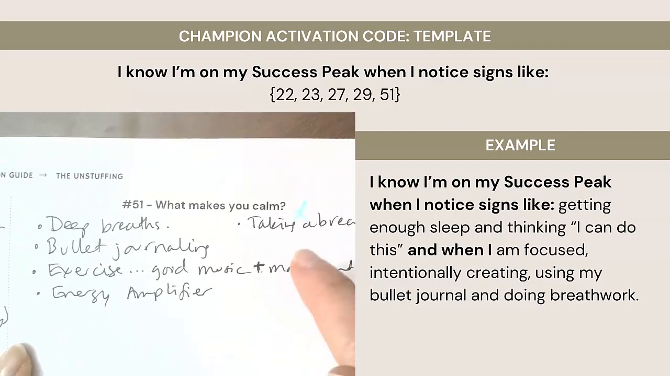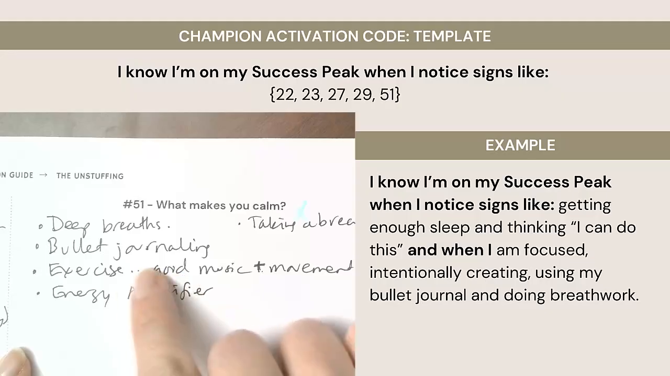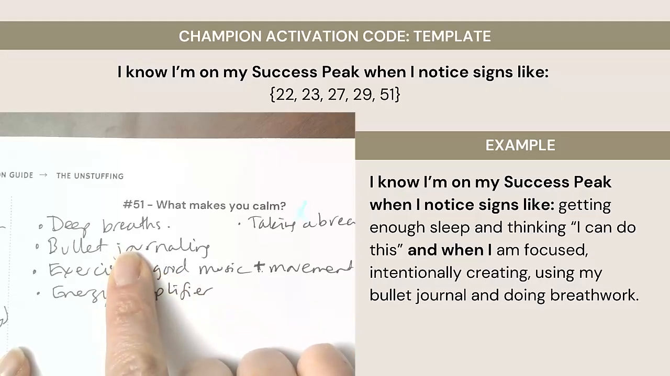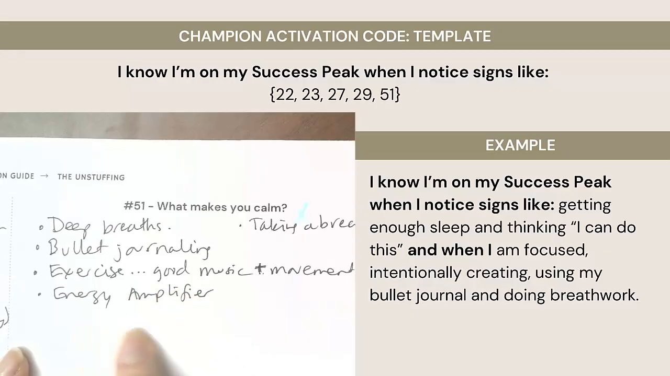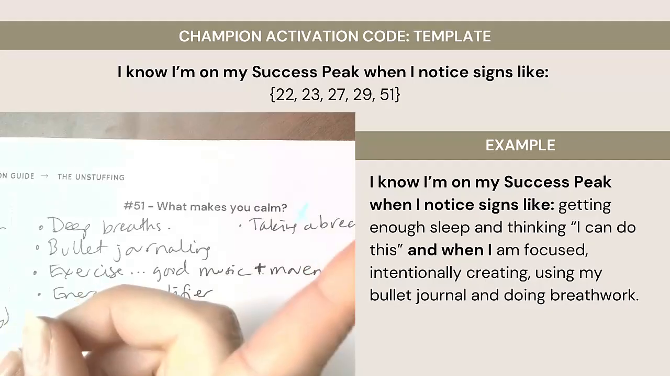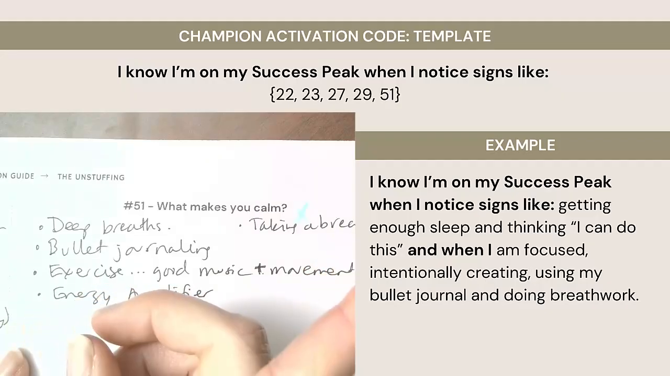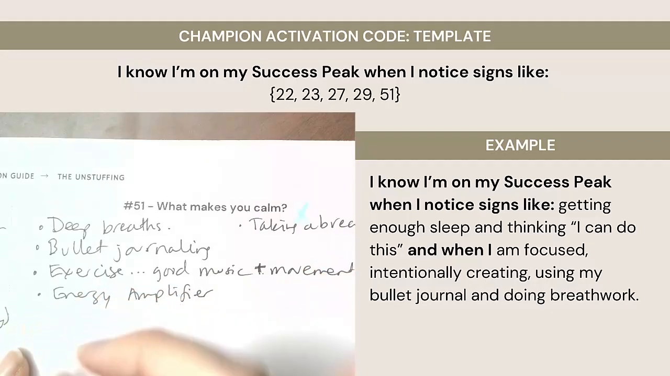51 reviews this about what makes you calm. And so in this case, I had more tangible, actionable things. Taking deep breaths, bullet journaling, exercising, taking a break. So again, you can see how that made its way into my example. And when I'm focused, intentionally creating, using my bullet journal, and doing breath work.